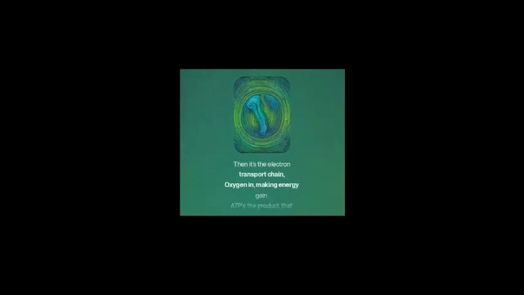Then it's the electron transport chain. Oxygen in, making energy gain. ATP's the product, that's what we make, a high energy molecule, that's the state. But sometimes there's no oxygen, what do we do? Fermentation's the answer, coming through.